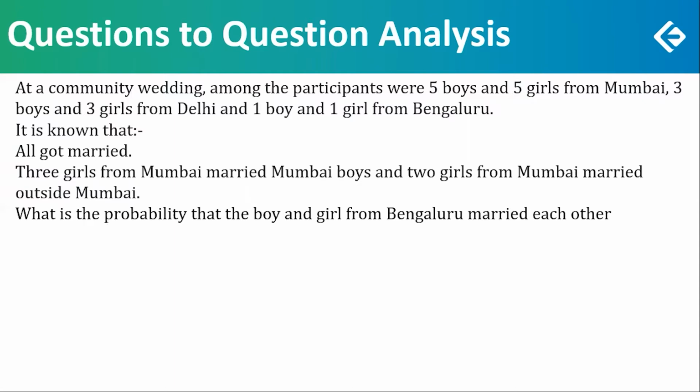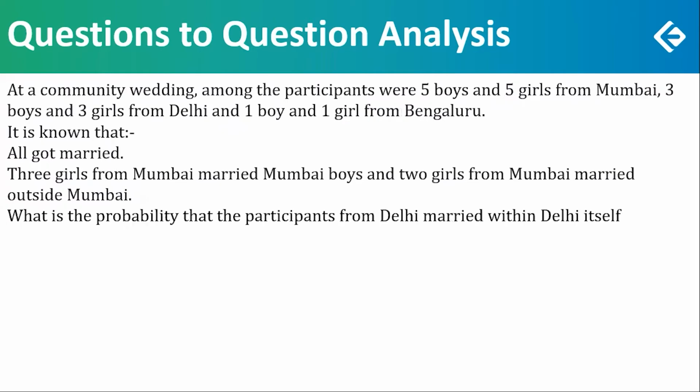A community wedding, people from Mumbai, Bangalore, and Delhi. And the probability questions. Yes, these were difficult. Out of these three, two were difficult and one would be easy. This was difficult. The first one would have been a bit of a difficult question. This question would have been easy.